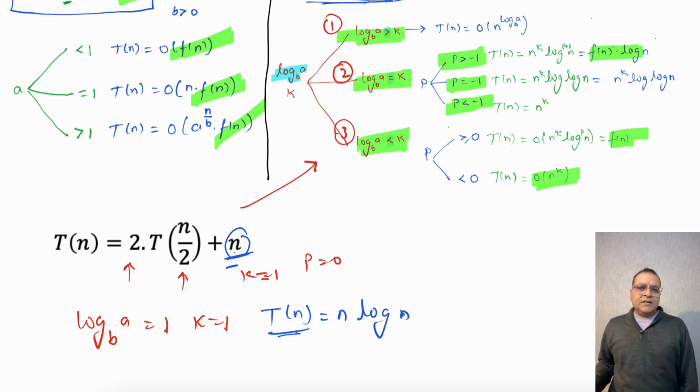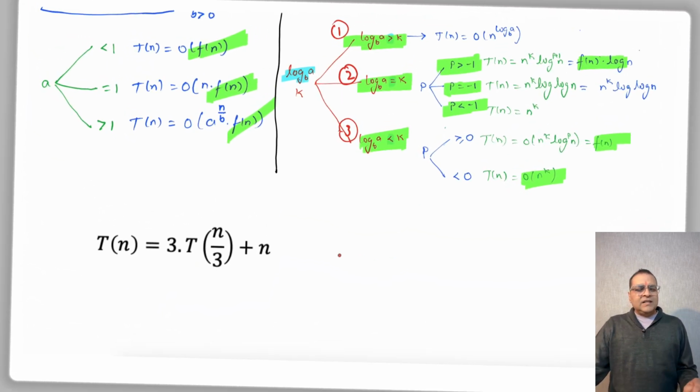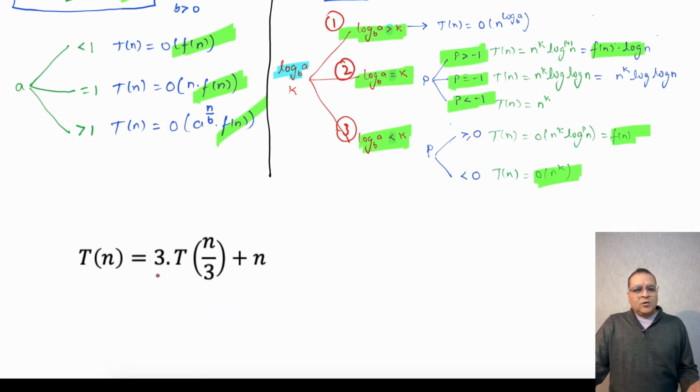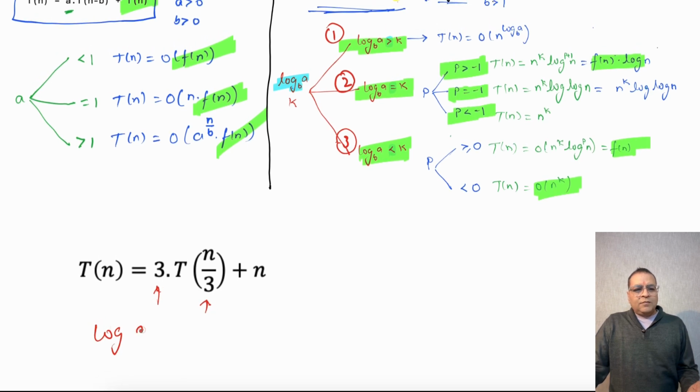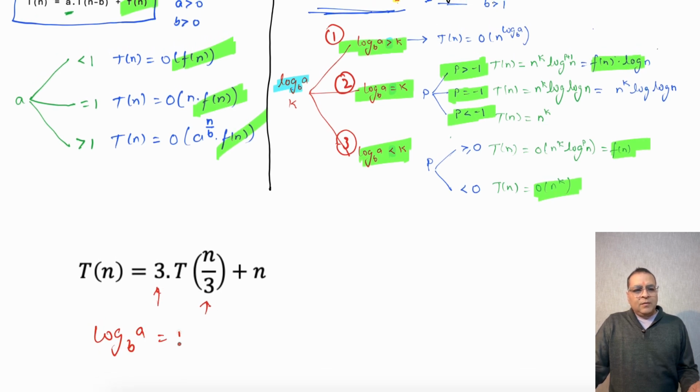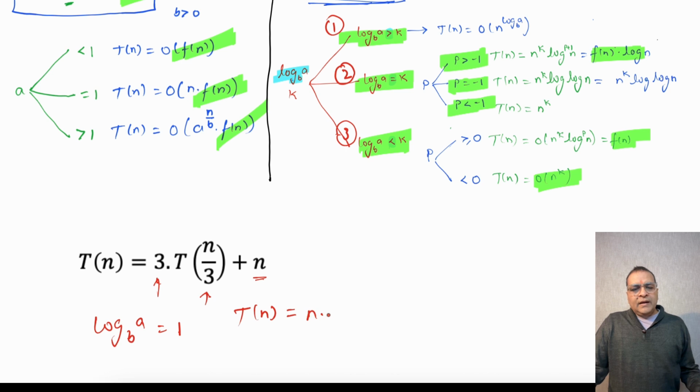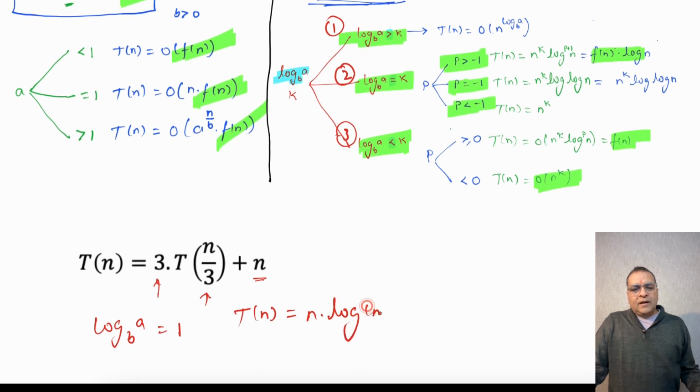I know that we have already discussed these questions in the previous video, but this is for a quick recap. Consider the next question. In this case also, a is 3, b is 3, which means that log of a to the base b will be 1. Log of 3 to the base 3 is 1. And because k is also 1, so this is also second case. And because there is no logarithmic component in the denominator, therefore the answer in this case is also Tn is equal to n times log of n.